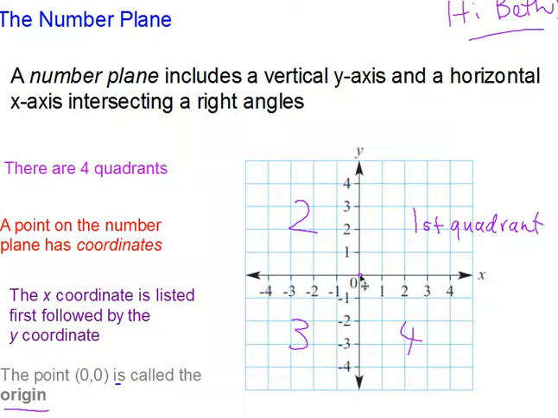So remember that if you get asked a question that says the line goes through the origin, what it means is it goes through this point here, 0, 0.